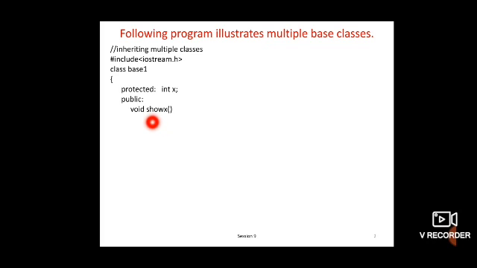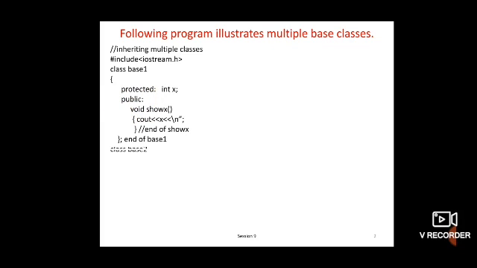Next, in the public section, declare one member function. The member function name is show x. In this member function, just print the value of x on screen. Then end this show x function and end this base1 class. One thing to remember: member functions are always declared in the public section.